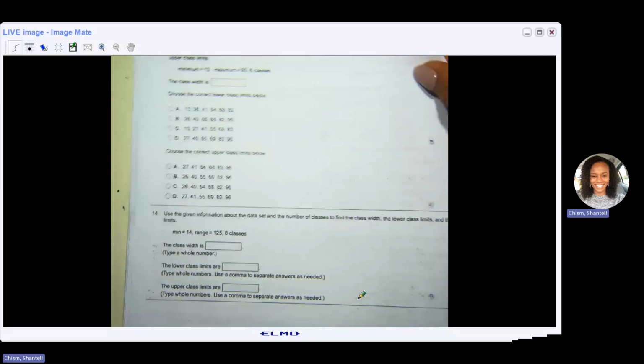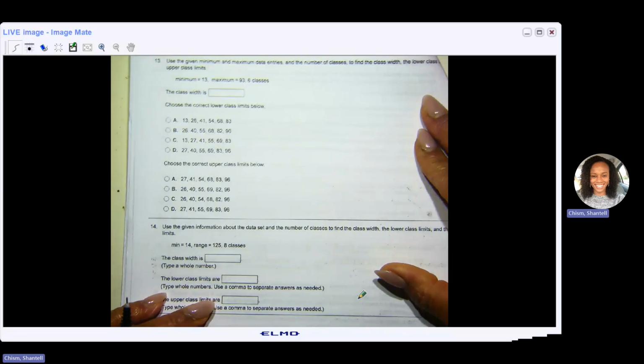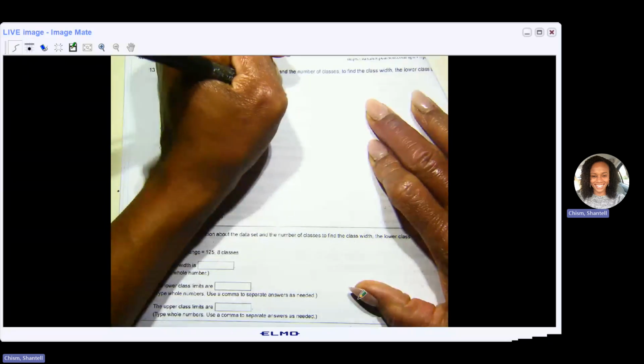1.1, remember, is the heavy terminology section. So yeah, now we're getting into the frequency distribution properties, things that we're going to try to find. So here it says use the given minimum and maximum data entries and the number of classes to find the class width, the lower class limits, and the upper class limits. So the first thing I'm going to do is get the class width.